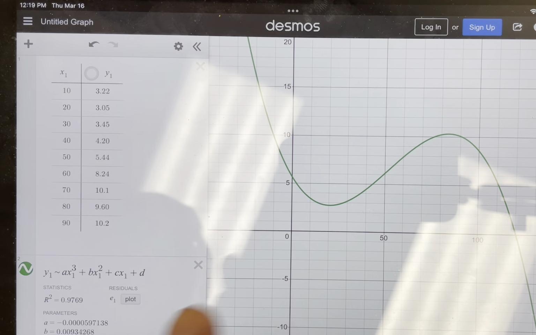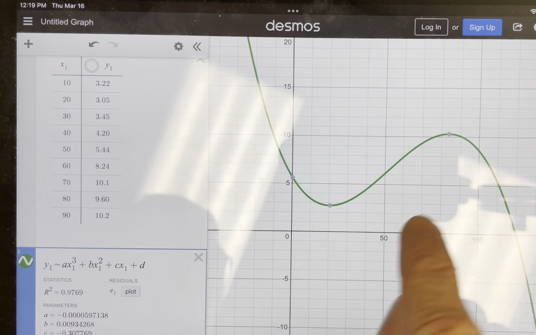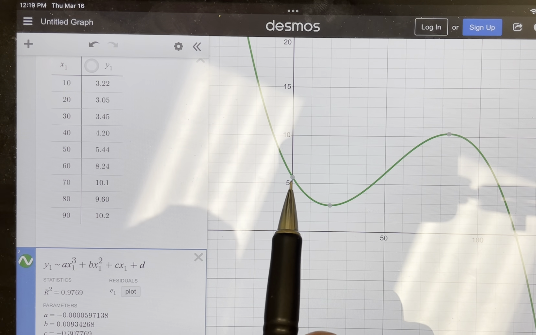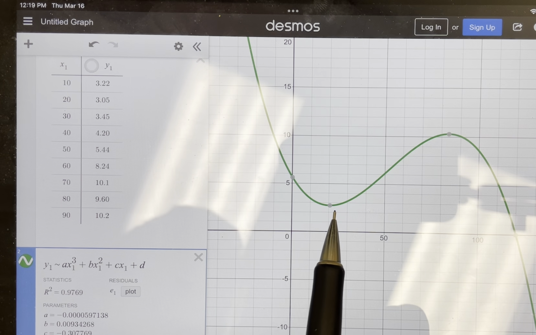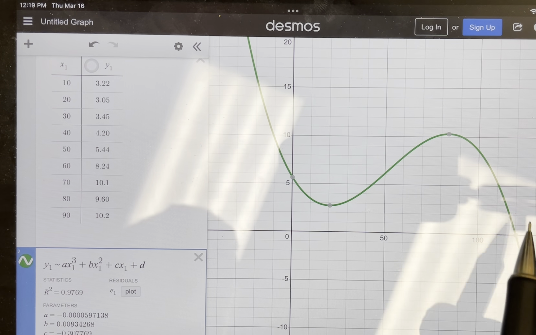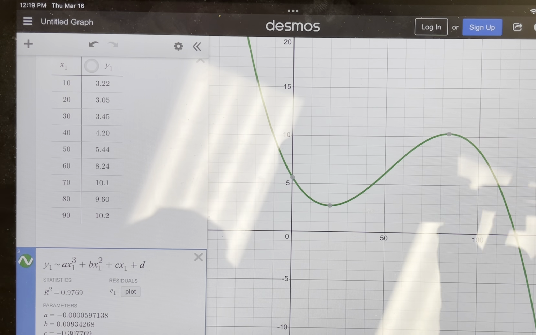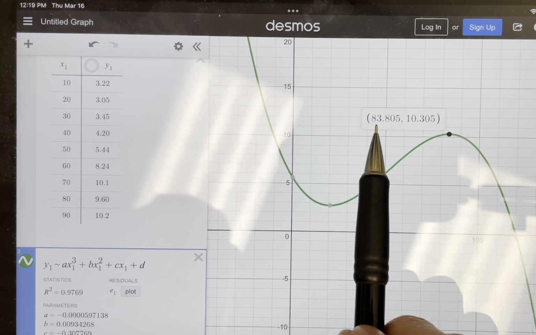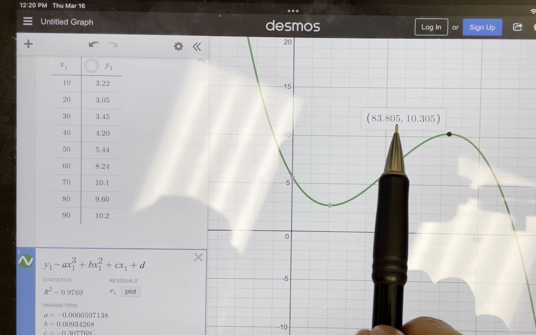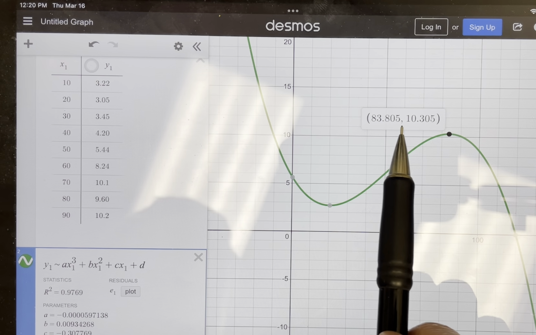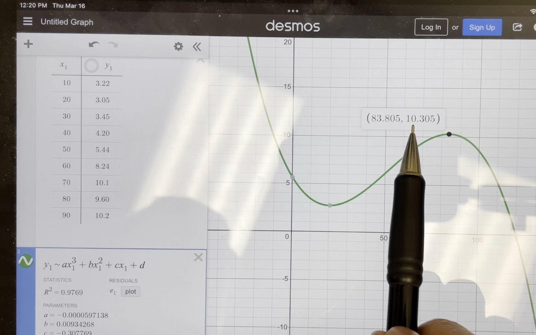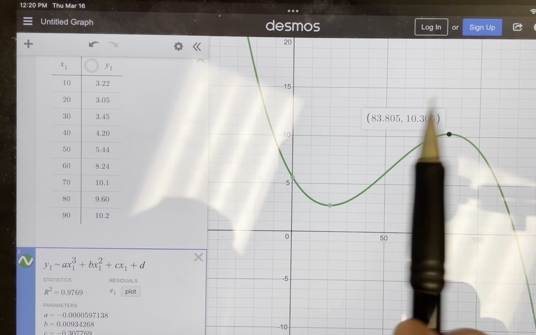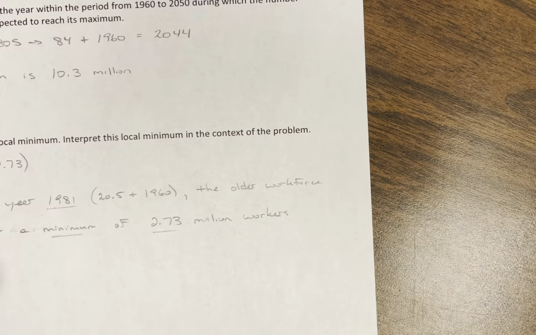So let's turn off the points, and we can just touch on our graph. When we touch on the graph, we see it highlights for us the y-intercept. It highlights for us the minimum, the maximum, and the x-intercept, because those are key points. Let's tap here, which is the maximum. And it reaches its maximum 83.805 years after 1960, and that maximum number of workers is 10.305 million. So we want to recognize that that's our maximum and what it means. So let's go back to our paper.